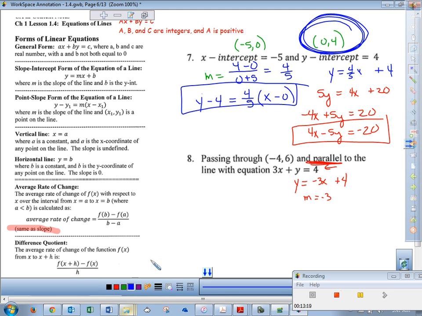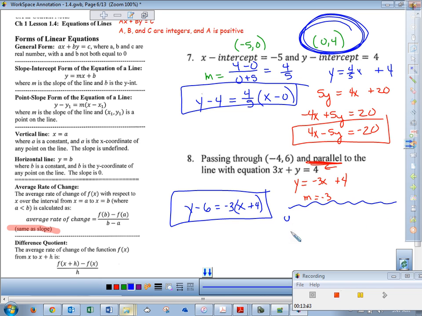And now let's go through the same procedure. Point slope form, y minus y1 equals m times the quantity of x minus x1, which would be plus 4. That's what you'd type in one box. And then put it in standard form. Distributing the -3. And then add the 3x over. Add the 6 over.